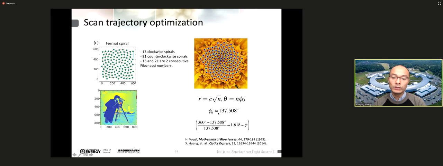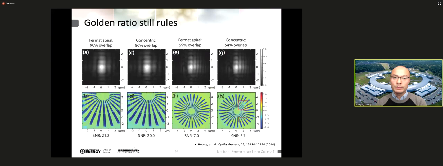And if we use this pattern as a scan trajectory, we can get a very good image without artifacts. We did a test with X-ray measurement, and we found that when the overlapping condition is very generous, both the Fermat spiral pattern and the concentric pattern give very good reconstruction quality. When the overlapping condition is poor, the Fermat spiral pattern indeed gives better reconstruction quality.